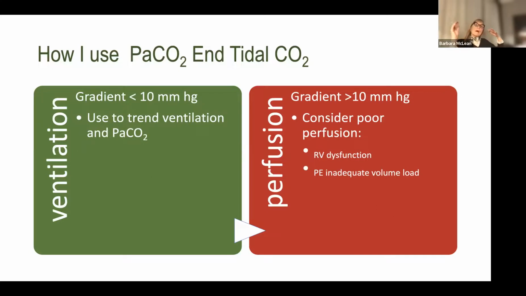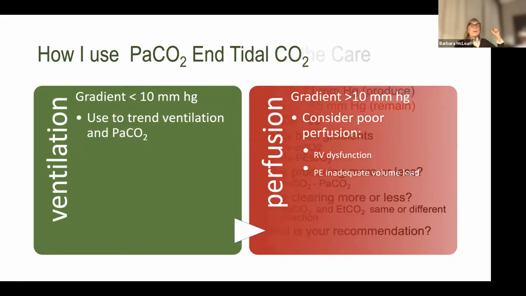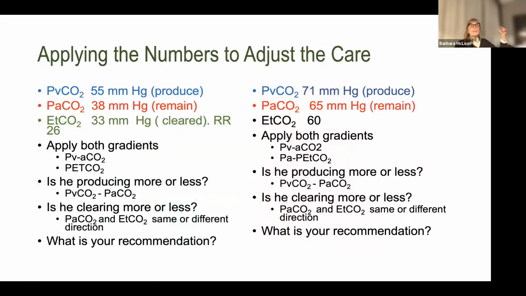When the gradient of arterial to end tidal CO2 is greater than 10, I look at venous CO2 and arterial CO2. If venous and arterial CO2 are up, but end tidal CO2 is down and the gradient is wider than 10, that is a pulmonary perfusion problem, typically related to inadequate pulmonary blood flow. Might be because of RV dysfunction, might be because of a PE. So it's really important for us to mind these gaps.